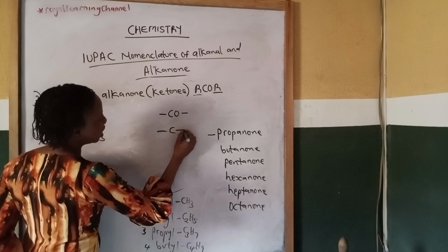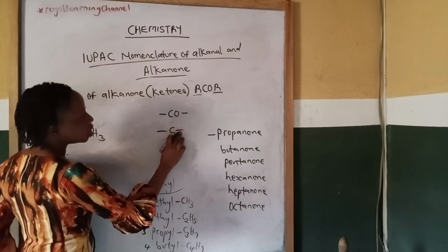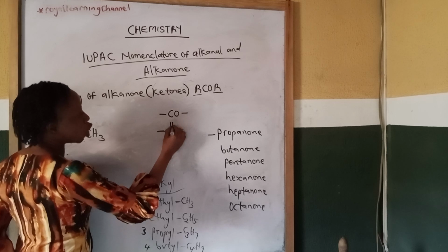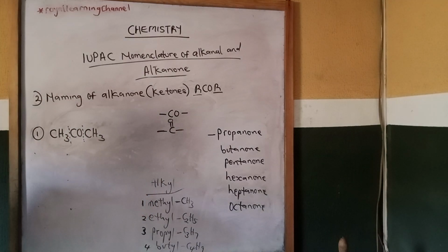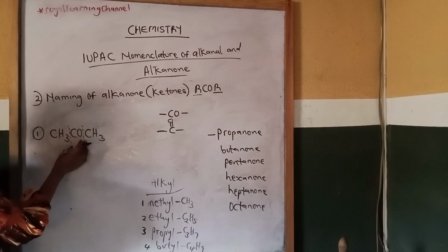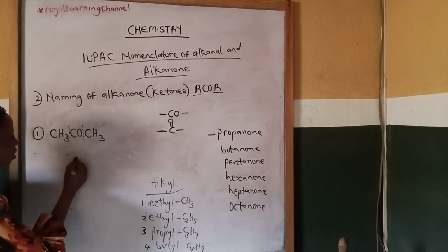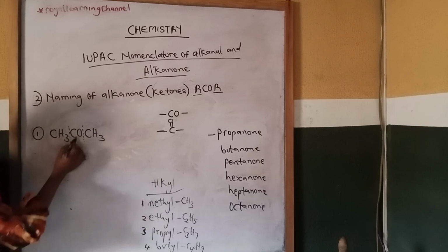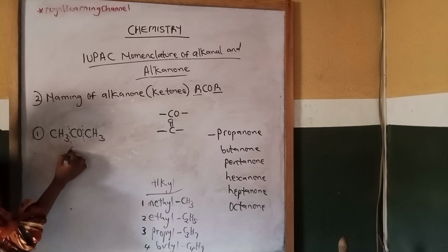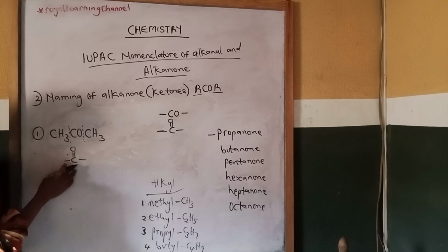C, carbon, then another bond. Then my oxygen will go with a double bond. This is the structural formula for my functional group. So draw the structural formula for your functional group first. The carbon atom at this side, then oxygen will go with a double bond.